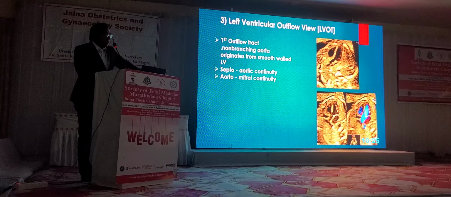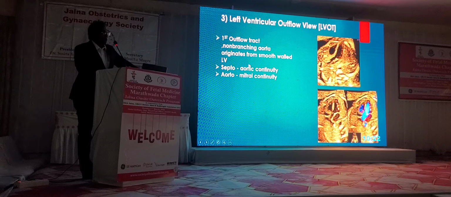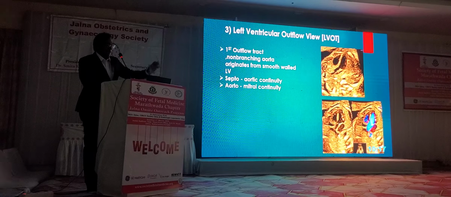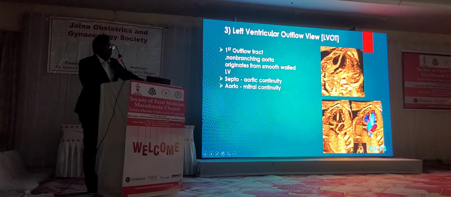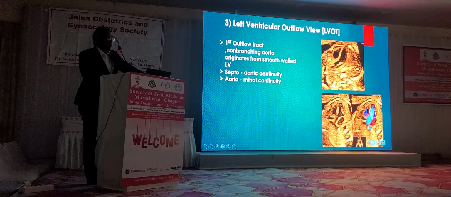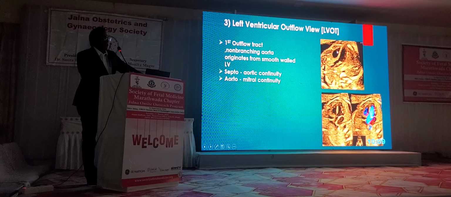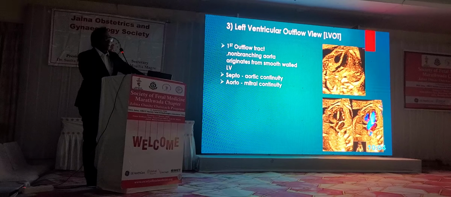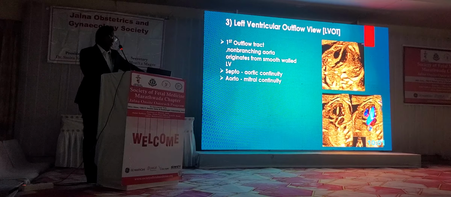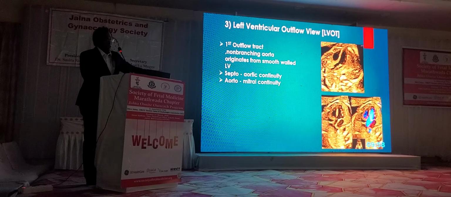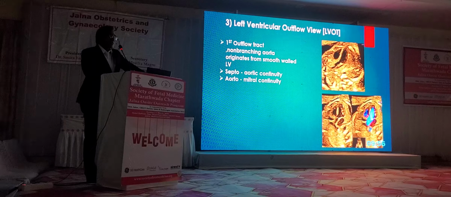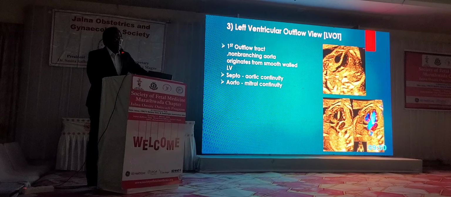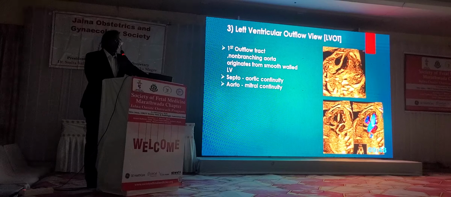Coming to the LVOT, it is the first outflow tract which we will come across as we move ahead, and the aorta will arise. It will not branch immediately, and just look for the septo-aortic continuity and the aortomitral continuity. When septo-aortic continuity is established, it rules out any type of VSD, malalignment, overriding, and you have practically ruled out many abnormalities, especially conotruncal anomalies, if you have just seen this one section. And aortomitral continuity is just to establish that the aorta is actually arising from the left ventricle and not from the right, as we might see in a few cases like DORV and TGA.